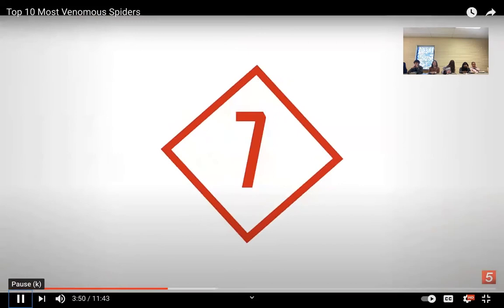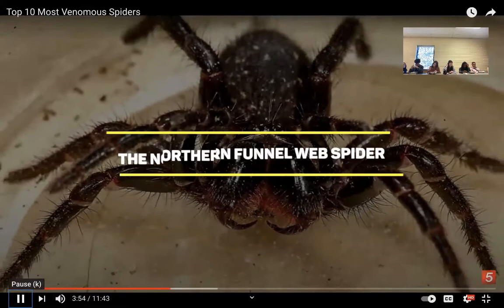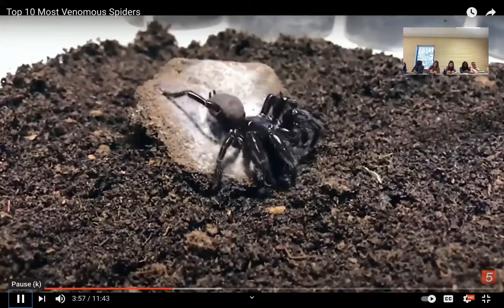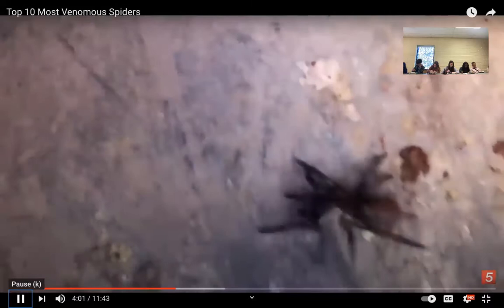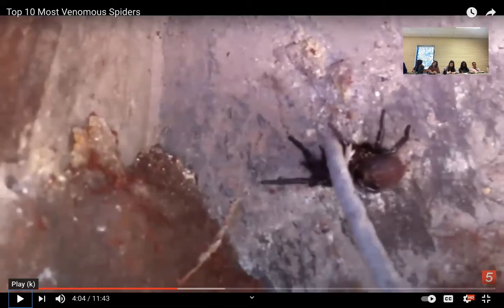Number 7. The Northern Funnel Web Spider. The northern funnel web spider of Australia is the largest of this genus, reaching sizes over 3 inches long, and is most easily distinguished by its habit of dwelling in trees. So 3 inches, and where does it dwell? Australia. And in trees. In Australian trees.